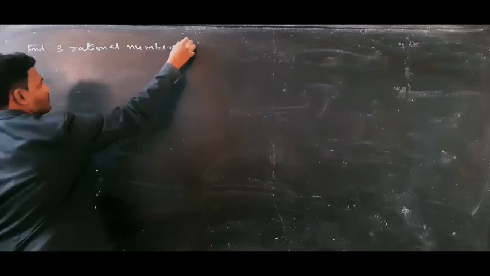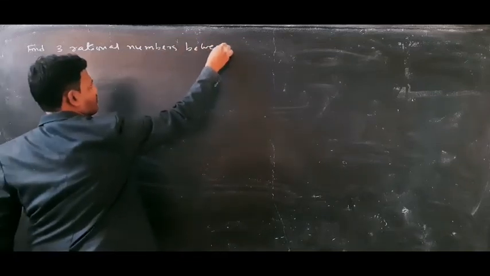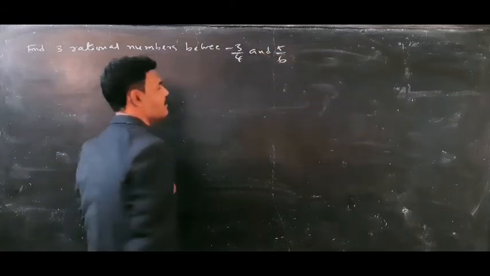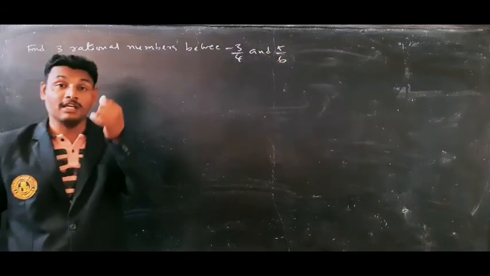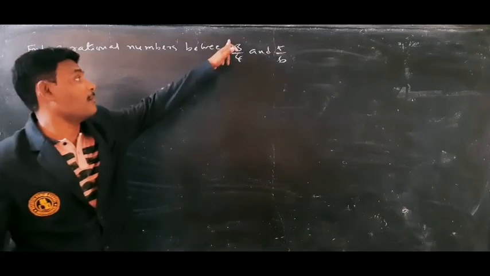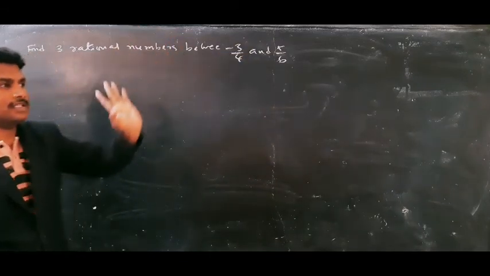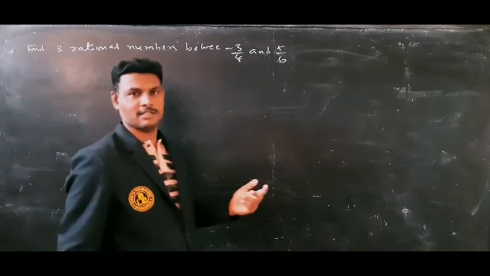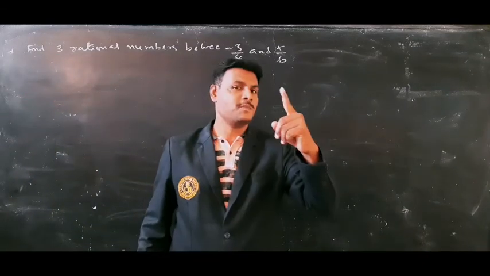Between minus 3 by 4 and 5 by 6. Here is the next question: find three rational numbers between minus 3 by 4 and 5 by 6. We have two methods to find it. Now I am going to explain the first method.